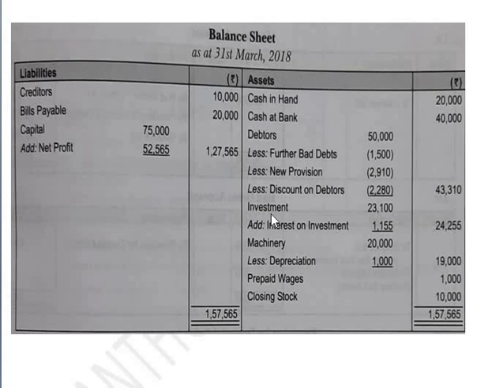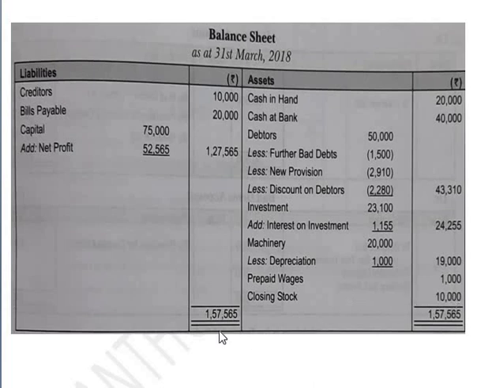Then we're going to look at investment. The investment is 23,100. Then you add interest on investment of 1,155. So the total investment, including the outstanding interest, will come to 24,255. Then machinery is 20,000. You have to less the depreciation of rupees 1,000, and you'll get 19,000. Then prepaid wages, that is the prepaid expense. Remember, prepaid expenses will have to be shown on the asset side of the balance sheet. Then also the closing stock of rupees 10,000.